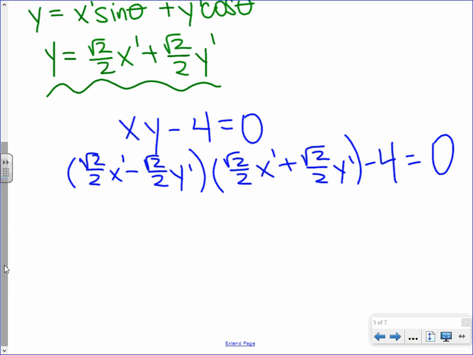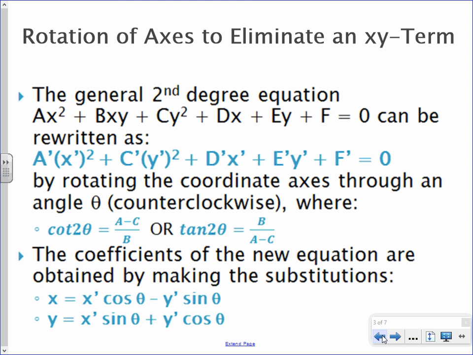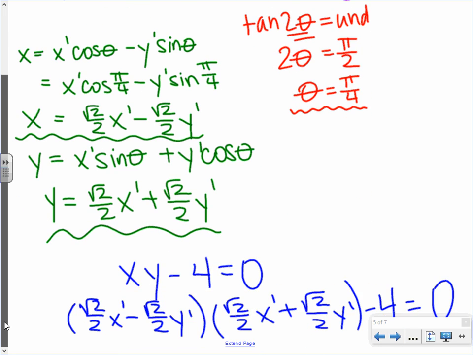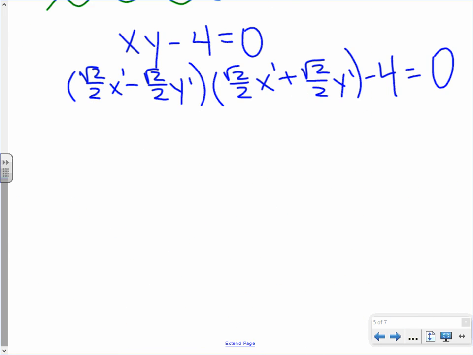Okay. At this point, you need to multiply everything out, combine like terms, and what should happen is that your xy term should go away so that we can have an equation to graph on our x prime, y prime axes. So if your xy term does not disappear, you have done something incorrect somewhere in your algebra. Okay? So, here we go.